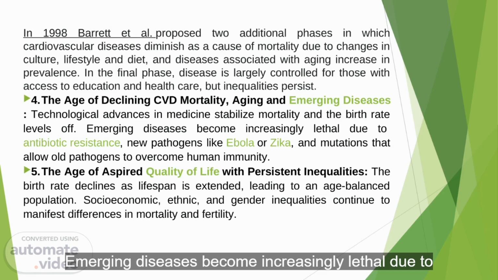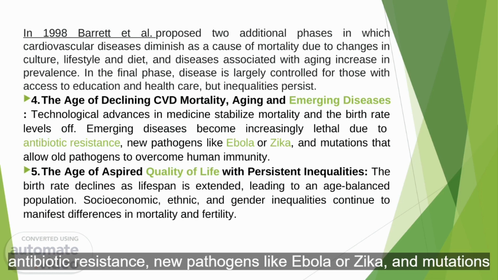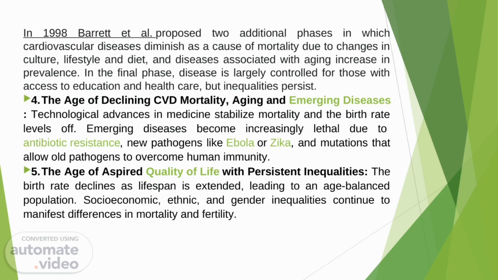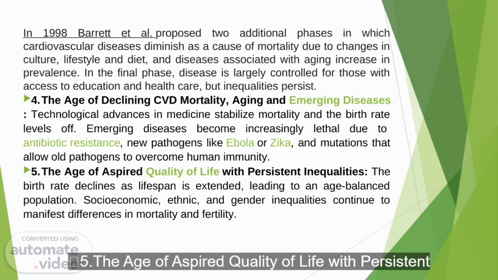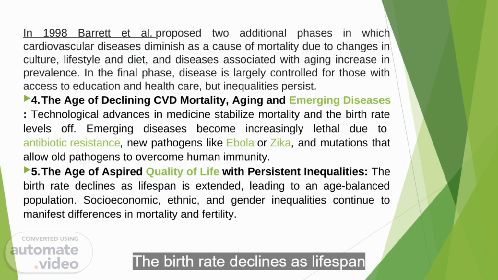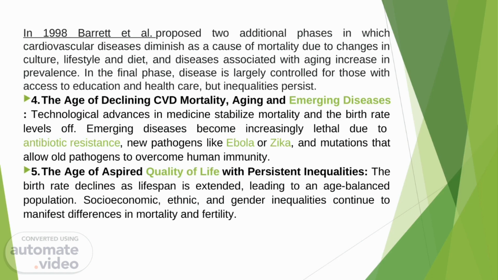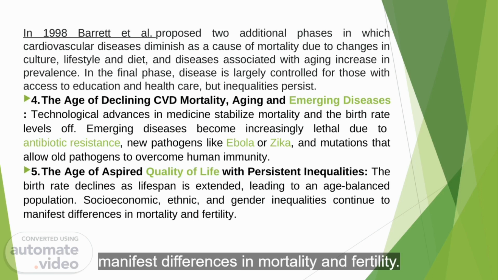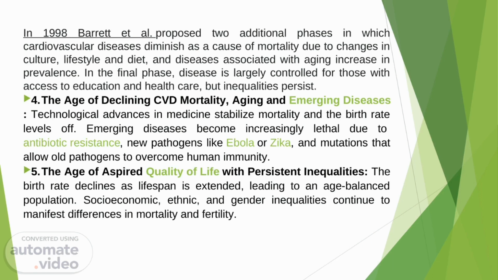Emerging diseases become increasingly lethal due to antibiotic resistance, new pathogens like Ebola or Zika, and mutations that allow old pathogens to overcome human immunity. 5. The age of aspired quality of life with persistent inequalities. The birth rate declines as lifespan is extended, leading to an age-balanced population. Socioeconomic, ethnic, and gender inequalities continue to manifest differences in mortality and fertility.